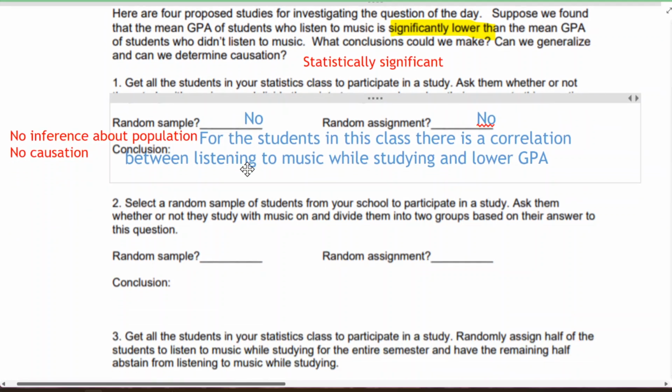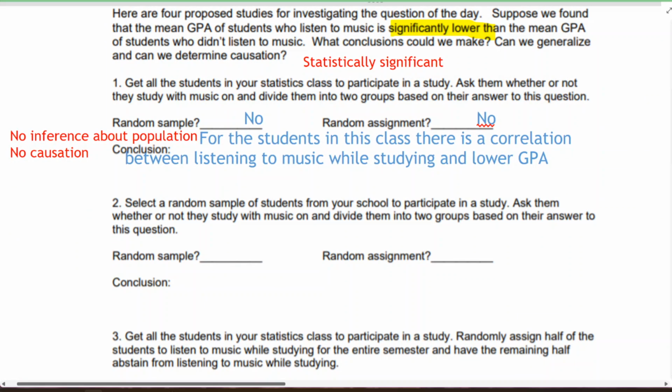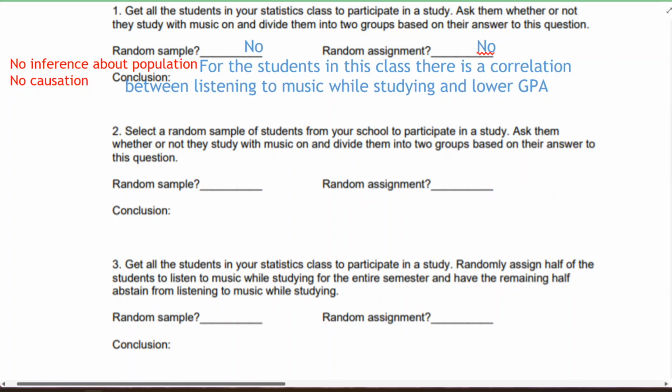Question 2 here. Select a random sample of students from the school to participate in the study. Okay, already we see random sample. We can put a yes there. We're going to ask them whether or not they study with music and then divide them into 2 groups based upon their answer to the question. So this time, just like the last one, we're not imposing any treatments on them. We're just asking them a question and then dividing into 2 groups. So there's no random assignment. It's a yes and then a no.